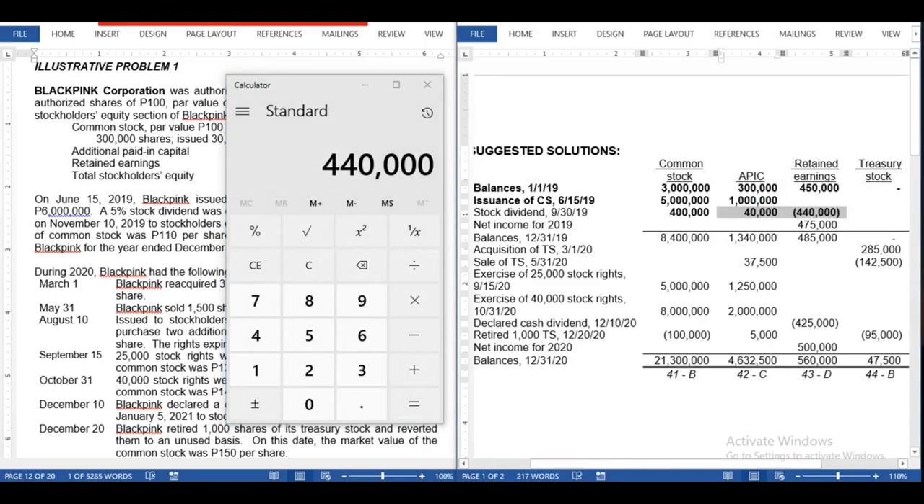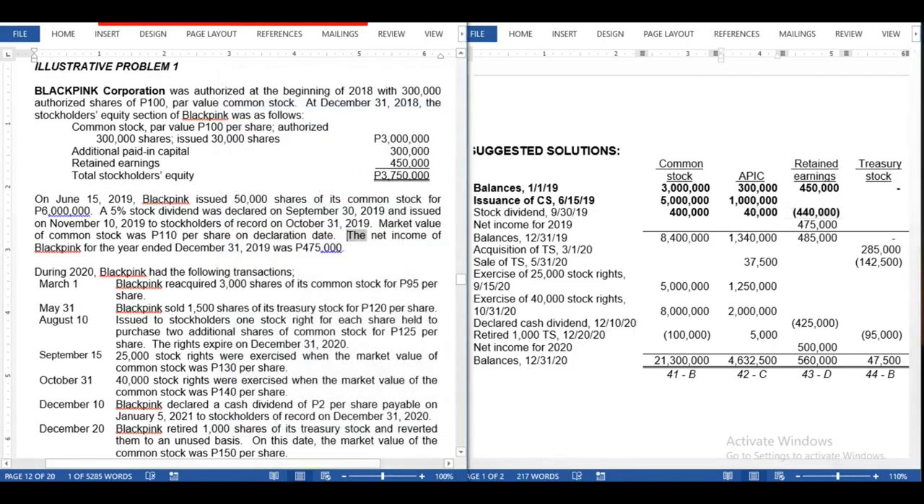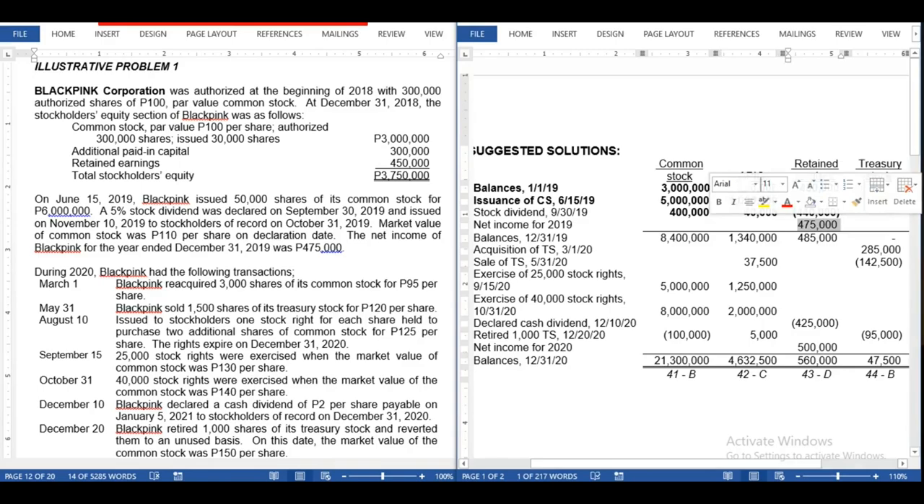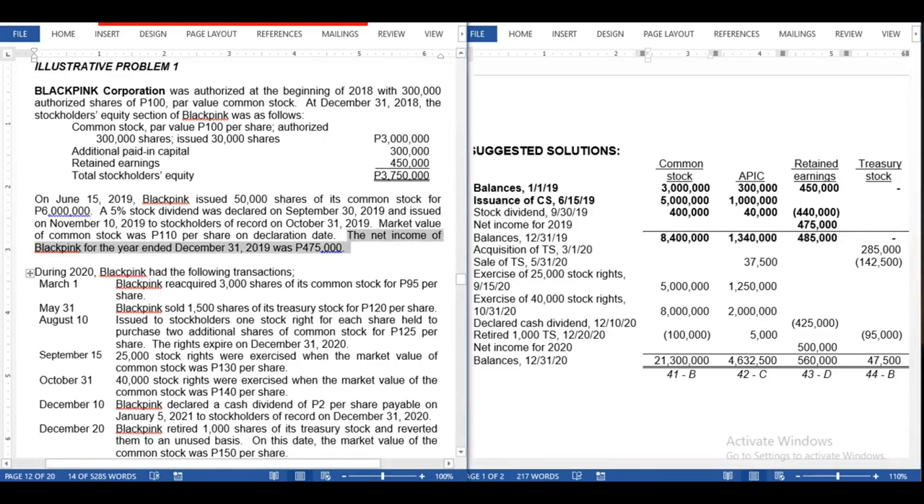Next, and the last for 2019, which is the net income. So the net income of Blackpink for the year ended December 31, 2019 was 475. So take note, net income is closed to retained earnings. It will be credited to retained earnings. That's why 475 is added to retained earnings. Then get the balances, and this will be the beginning balance for the next year, 2020. So we're done with 2019.